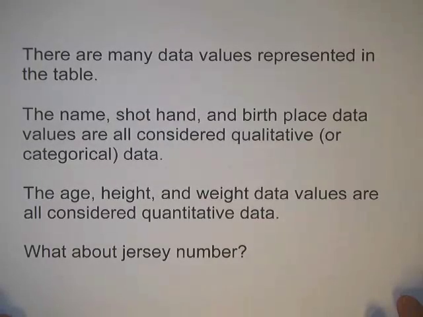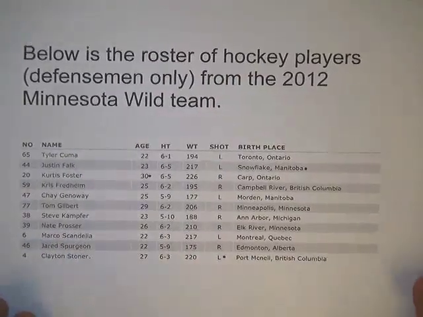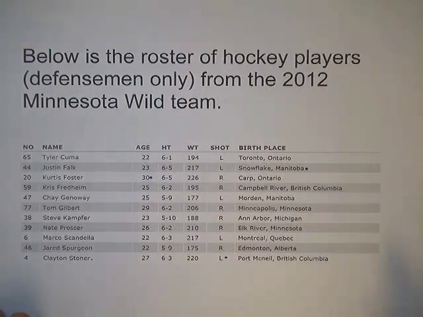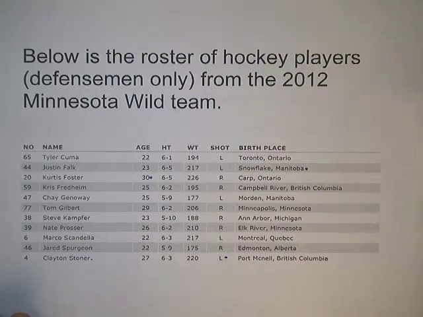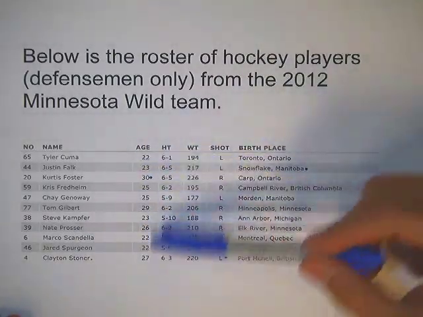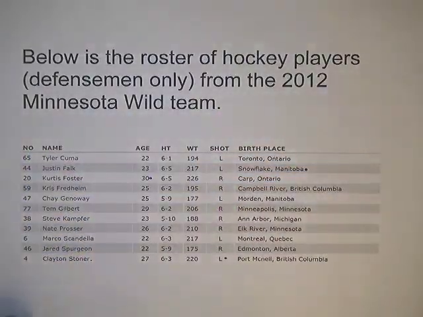There are many data values represented in the table. The name, shot hand, and birthplace are all considered qualitative or categorical data, whereas the age, height, and weight data values are considered quantitative data. Let's take a look at jersey number in a second also. Again, the name, shot hand, and birthplace are qualitative data. Age, height, weight, that's all numerical data. Now we can also see that the jersey numbers are also numbers, but we're going to think, is that really quantitative data?